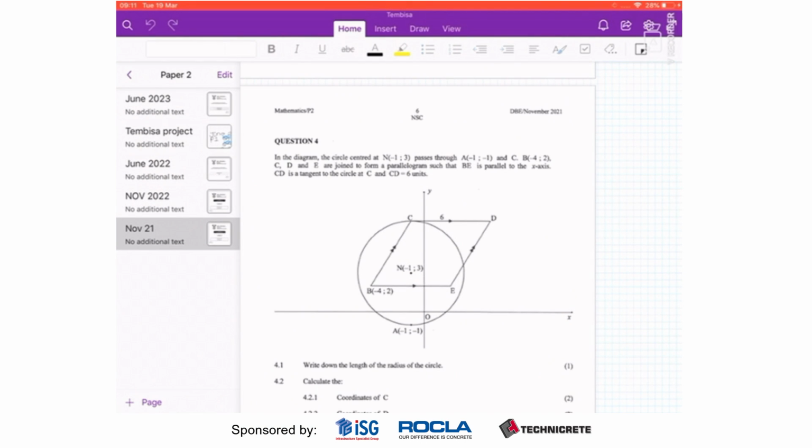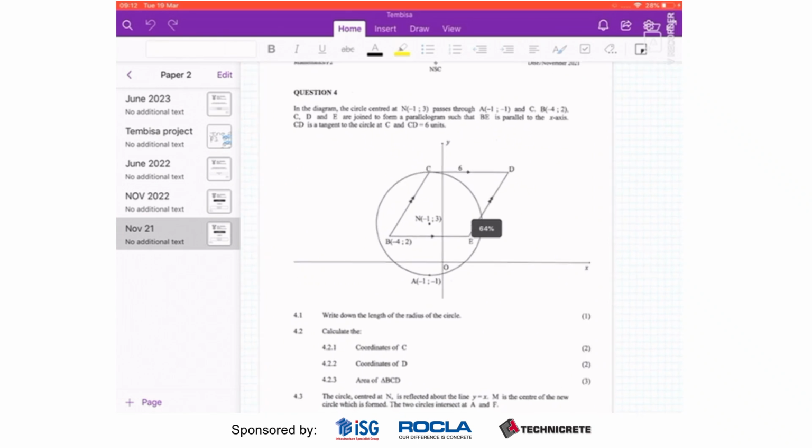Good day, students. Today we will be looking at November 2021, paper 2, question 4.